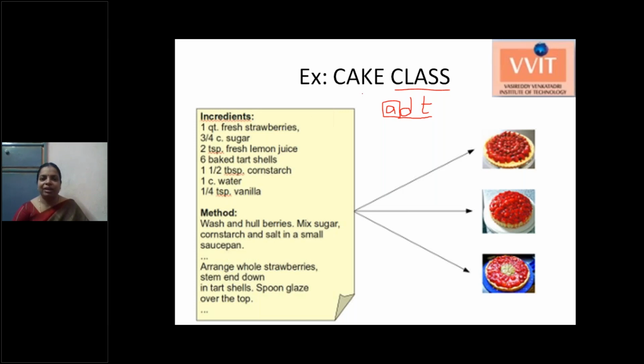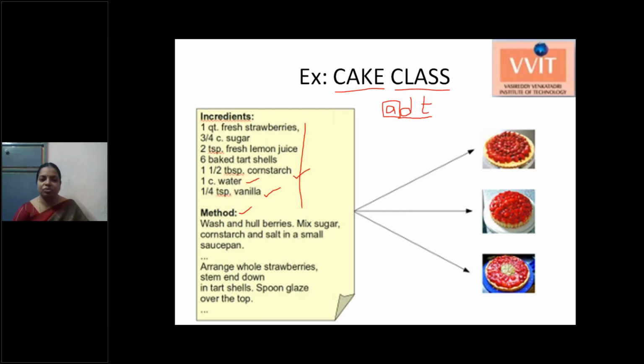Say, for example, there is a cake class. Generally we have some ingredients for the cake, like strawberries, sugar, lemon juice, some baked tart shells, 1.5 tablespoons of cornstarch, water, and vanilla essence. These are the ingredients, or data, which we require to prepare the cake. The methods are the functions, that is, the work we are doing with this data.